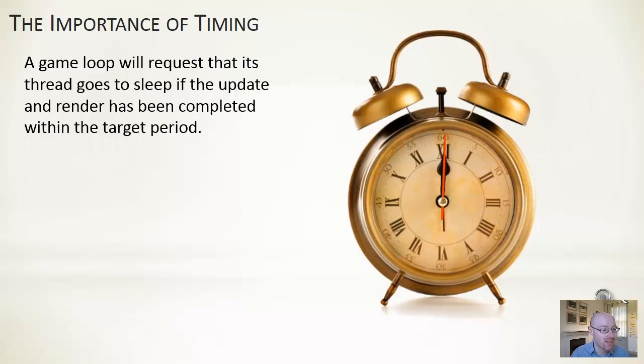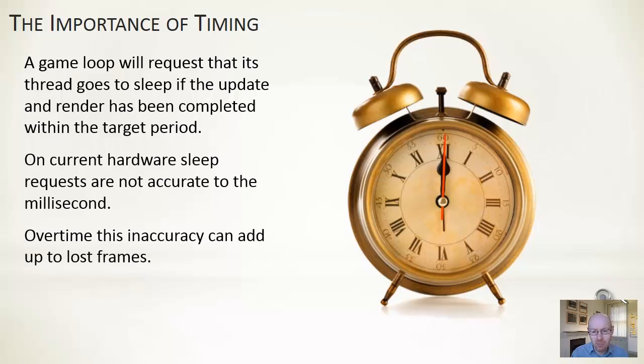That's the time the next update would be due at. So we could go to our sleep method and request that it sends us to sleep for 3 milliseconds. Sounds perfectly reasonable. However, certainly on current hardware, if you ask to go to sleep for 3 milliseconds, it may not be accurate to the nearest millisecond. You might be woken up a millisecond early. You may sleep in for a couple of milliseconds. So there is a degree of inaccuracy overall in this.